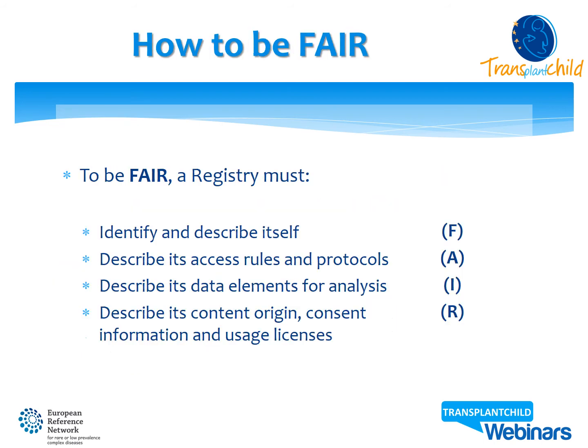So how can we make our registry more fair? We need to follow the 4 FAIR principles. The first one is the F, findability. Our registry must be identified and describe itself. And one way to do this is to register our registry in a registry of registries so that external registries can find ours. A, accessibility: describe its access rules and protocols so that external registries know what rules and protocols they need to comply with if they want to access our data.